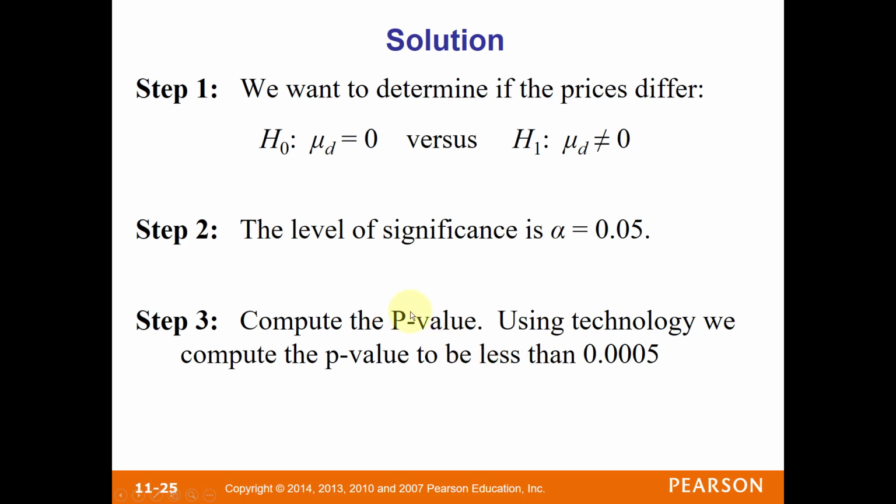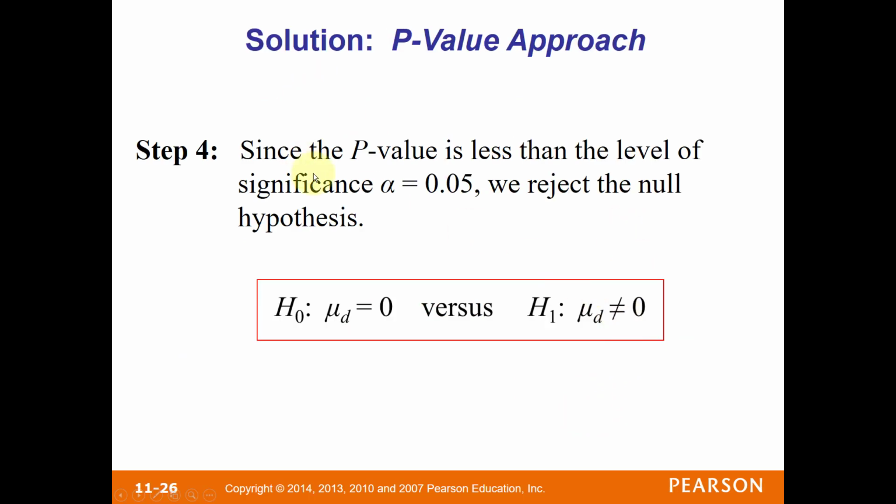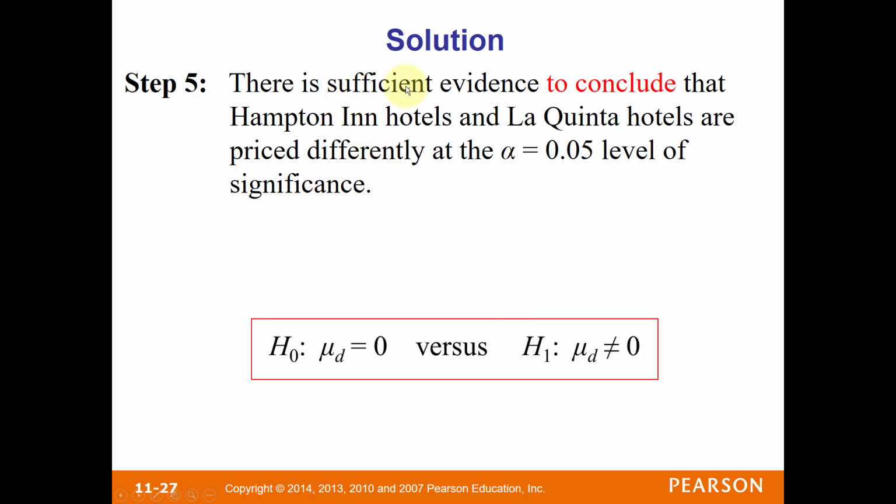We compute the p-value using technology, and the p-value is very small. It's 0.0005. Notice it's much less than the 0.05 alpha. Since the p-value is less than the level of significance, we reject the null hypothesis. Okay, remember null. There is sufficient evidence, because we're rejecting the null, there's sufficient evidence to conclude that the Hampton Inn hotels and La Quinta hotels are priced differently at the alpha equals 5% level of significance. That's it.